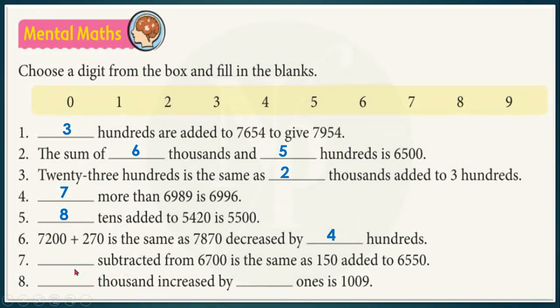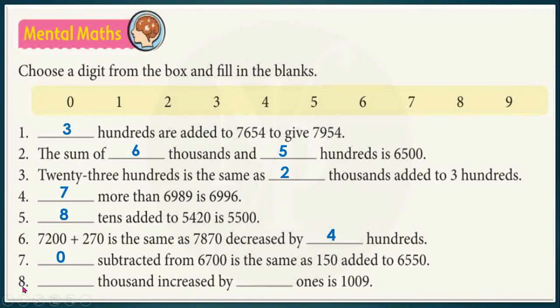So dash subtracted from 6700 is the same as 150 added to 6550. So we should subtract 0 because we will get the same number here. So 0 subtracted from this number will give you the sum of these two numbers.